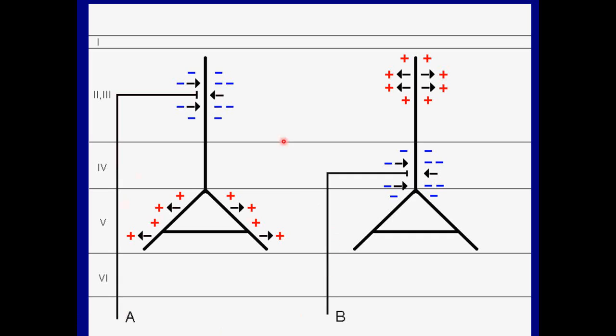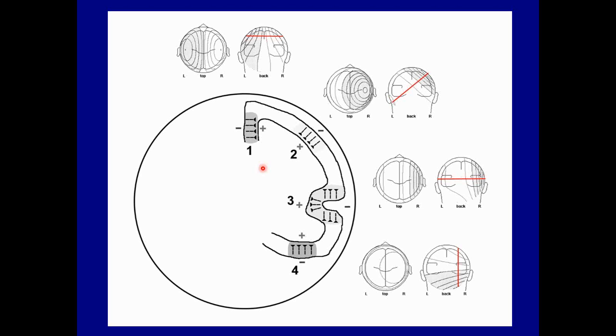You can see here on the left side an active sink. Positive ions rush in, leaving a relative negativity extracellularly. A passive source down here, the other side, showing positivity. This separation of charge, negative and positive, is similar to a dipole and produces the EEG fields that we measure from the scalp.